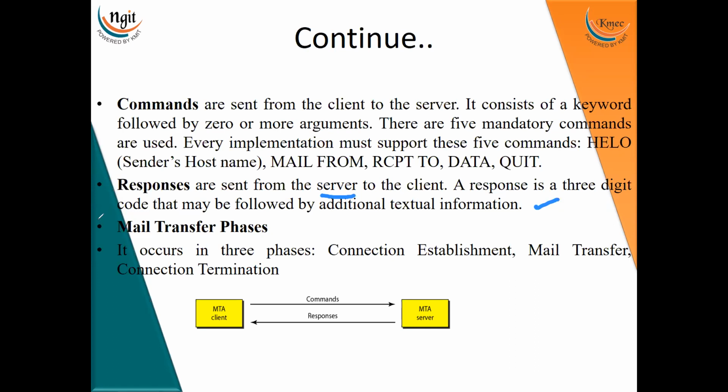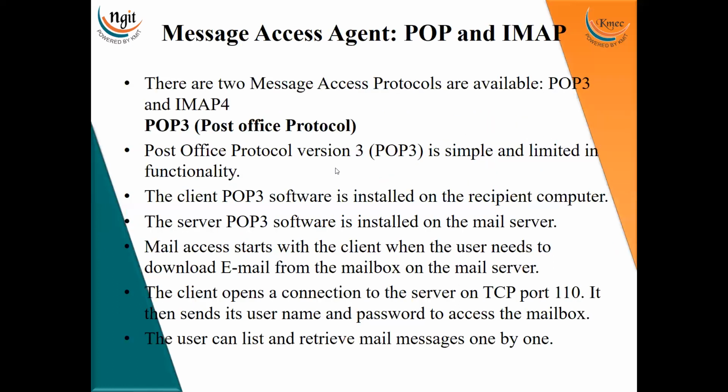Now, in mail transfer, we have mainly 3 phases: connection establishment, mail transfer, and connection termination. Okay, the major 3 phases of mail transfer are connection establishment, mail transfer, and connection termination. Next, we'll learn about the message access agents, which are POP and IMAP.